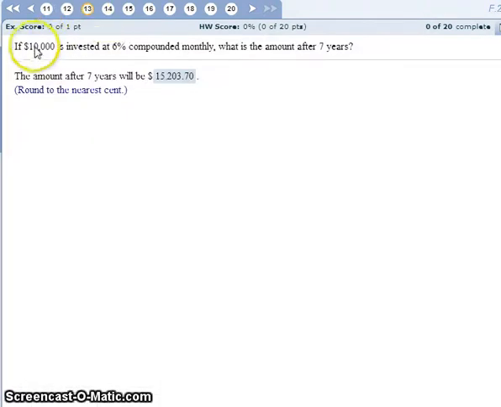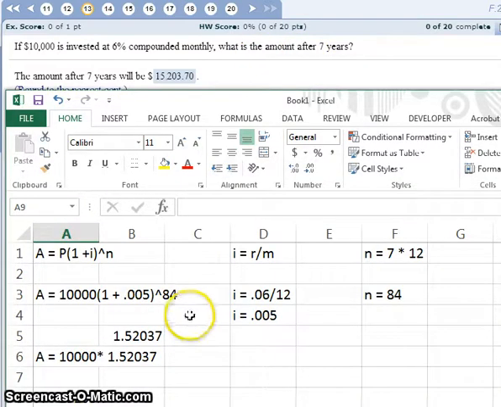For number 13, looking at compound interest, we're told all these details. We're trying to find the amount in the bank after 7 years. Start by figuring out what the interest rate is going to be per compounding period. So you take the annual rate and divide by how many times per year interest is compounded. So here we have 6%. Monthly means 12 times a year. So here's what I is.